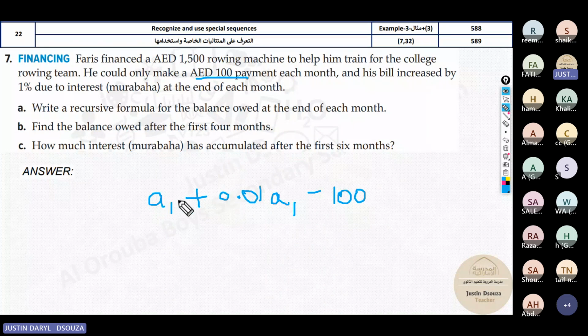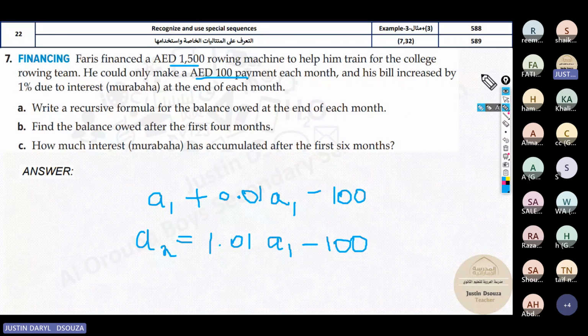So now, when we simplify, a2 in this case is equal to 1.01 a1 minus 100. This one is the recursive formula. The A1 value is 1,500. So the first part is clear. Is it clear for everyone? The first part. This is it. I hope it is clear.